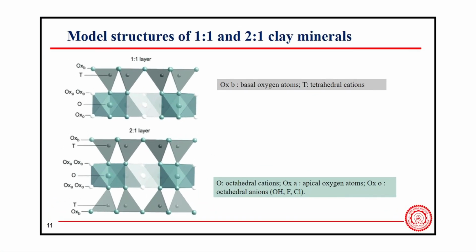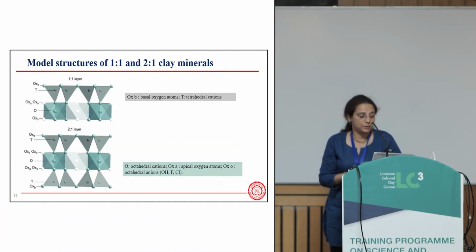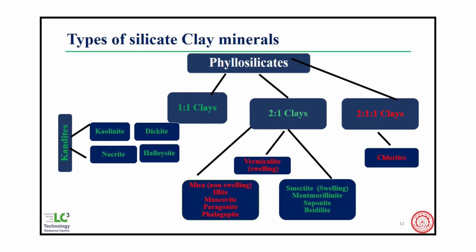This is a structure model for 1:1 and 2:1 clay. We can see that 1:1 clay has a simple structural criterion, consisting of one tetrahedral sheet which is attached by the apical oxygen to an octahedral sheet, forming a ratio of 1:1. And we have 2:1 clay minerals, which have an octahedral sheet sandwiched between 2 tetrahedral layers and joined by the apical oxygen, having a structure architecture of repeating structural units. And these are the types of silicate clays.